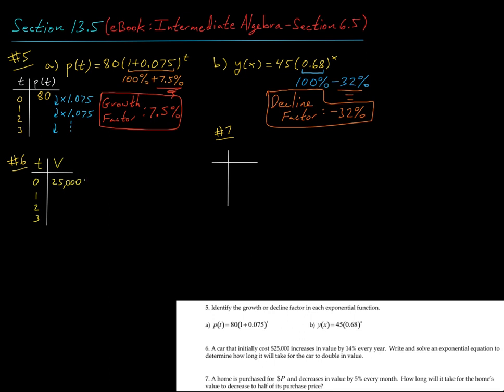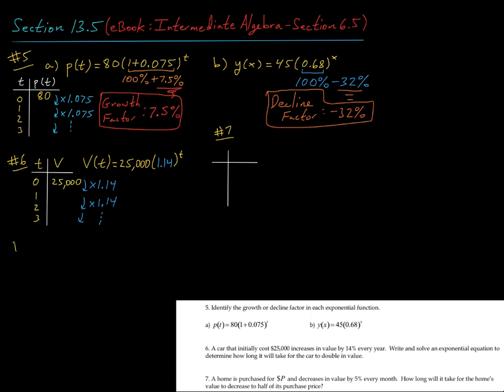Okay, so each year, what are we going to multiply by? Well, I want to take 114% of the previous year's value to get the present value. So in other words, I'm going to be multiplying by 1.14 year to year. So this tells us then that our function for the value of the car after t years would be 25,000 times 1.14 raised to the t power.